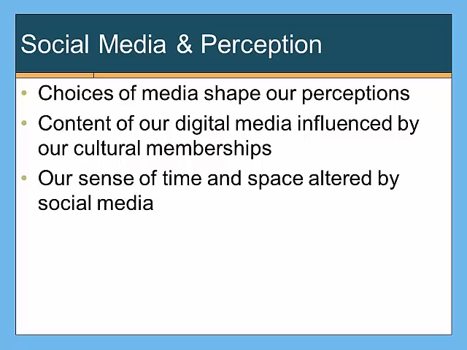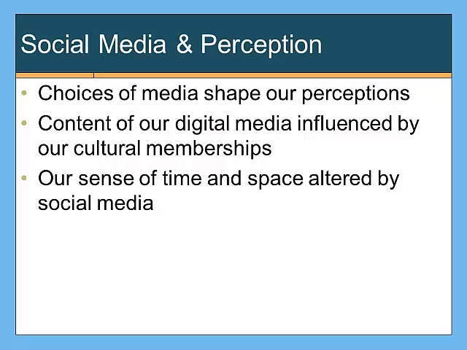The first is that our choice of media shapes our perceptions. So depending on what you expose yourself to or what you're exposed to online shapes your perception of events, issues, and people. So if you tend to be more conservative in nature and you follow more conservative media, for example, then that's going to shape your perception of the president, of things that are going on. If you tend to be more liberal and you follow more liberal media, that's going to shape your perception of the president and how things are going on.